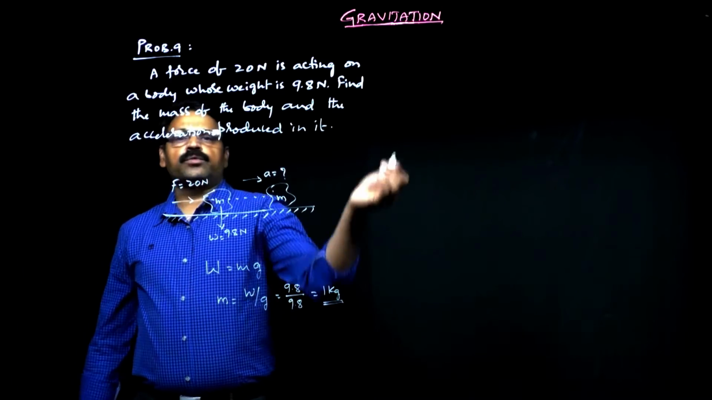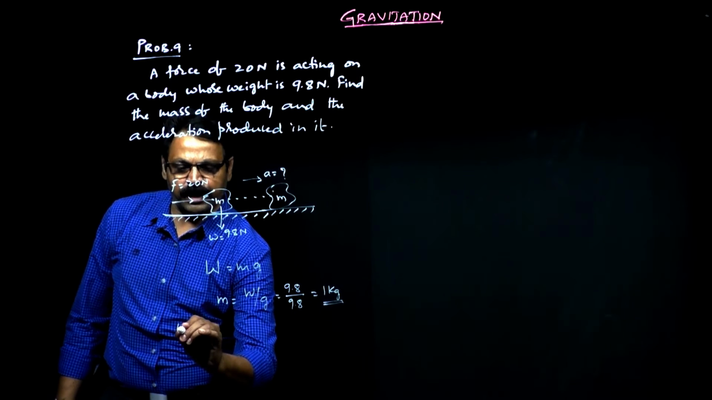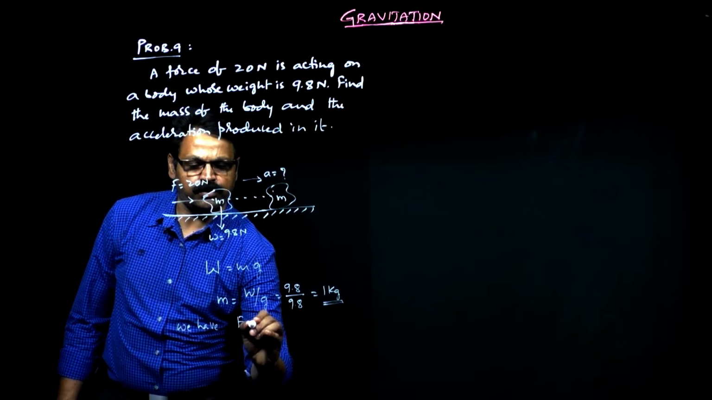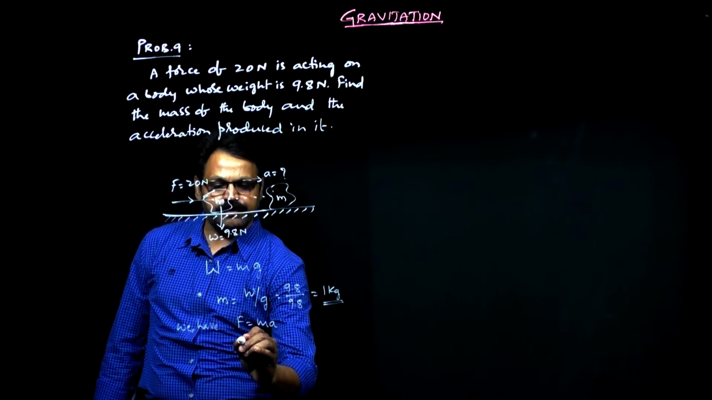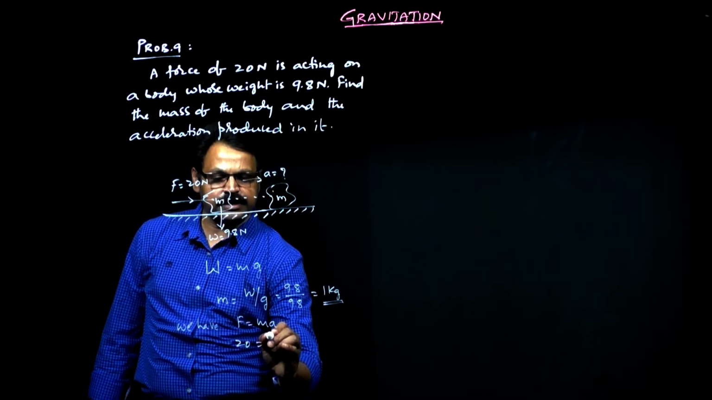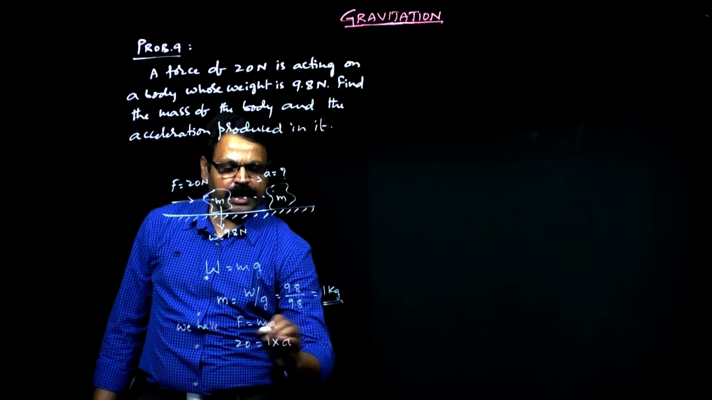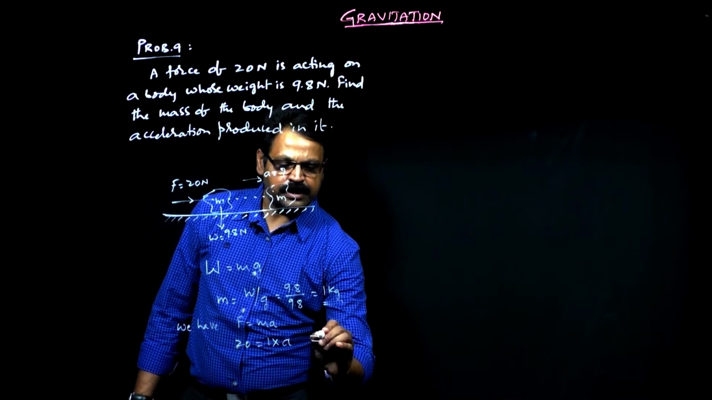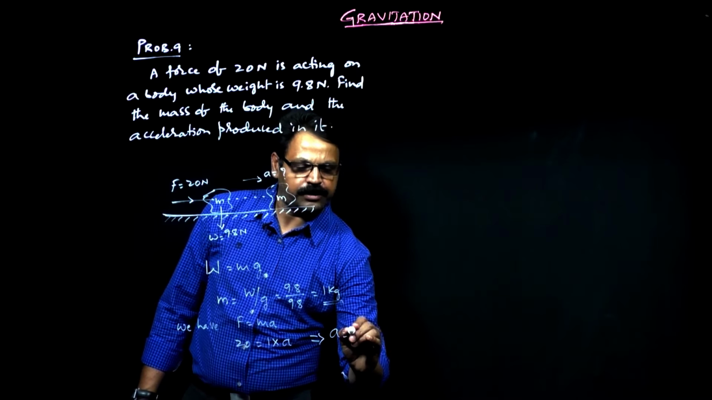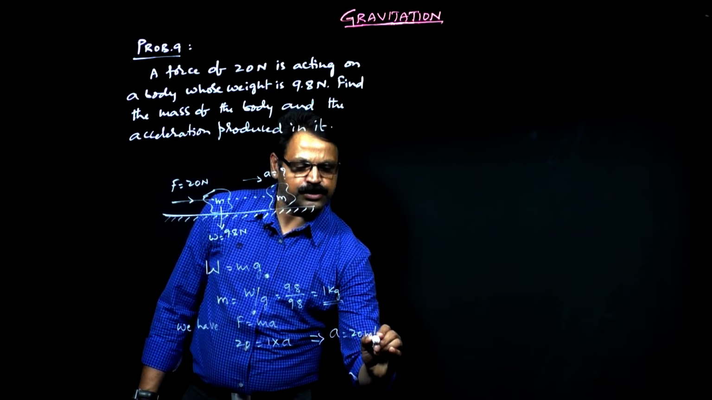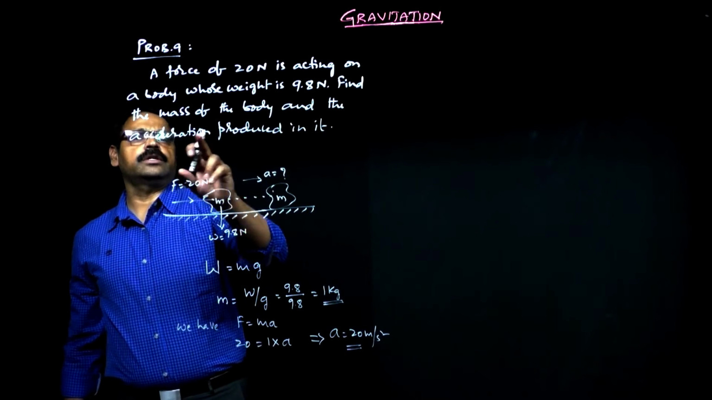Now the second question asked in this is, what is the acceleration produced in it? So we have F is equal to ma as the formula. Therefore F is given as 20 and mass is given as 1 kg that we have got, and we need to calculate a. So simplifying this, I will be getting a is equal to 20 divided by 1, that comes out to be 20 meter per second square. So this is going to be the second answer for the question given.